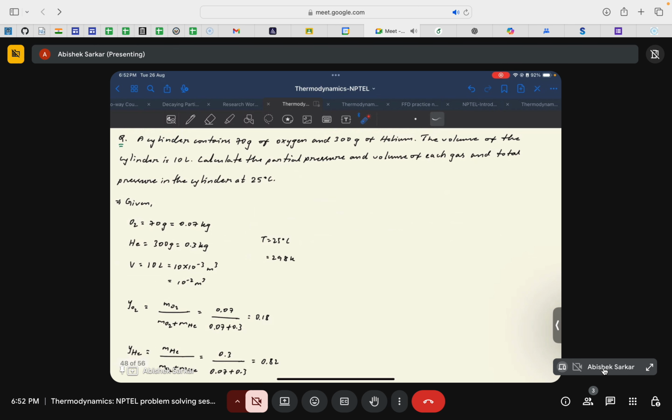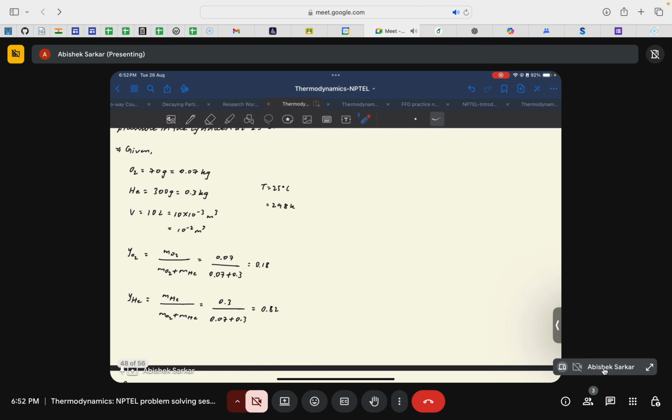Now the mass fraction of oxygen is MO2 divided by MO2 plus MHE, that is 0.07 divided by 0.07 plus 0.3, that is 0.18. And YHE would be, an easier way to find, 1 minus YO2, that is 1 minus 0.18, which is equal to 0.82. Another way you can do the same generic step is MHE divided by MO2 plus MHE. So 0.3 divided by 0.07 plus 0.3, you will get 0.82.